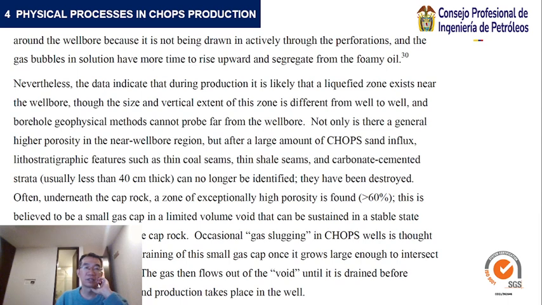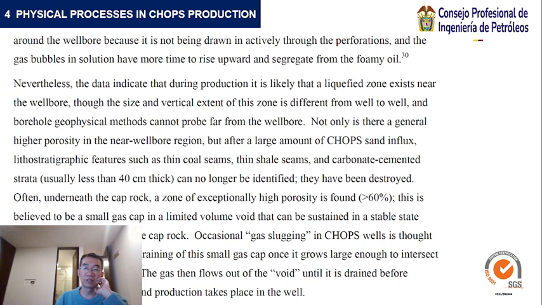and influx, carbonate cemented strata can no longer be identified. They have been destroyed. Often under the cap rock, a zone of exceptionally high porosity is found. This is believed to be a small gas cap in a limited volume void that can be sustained in a stable state because of the cohesion of the cap rock.